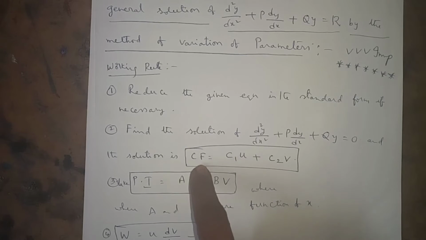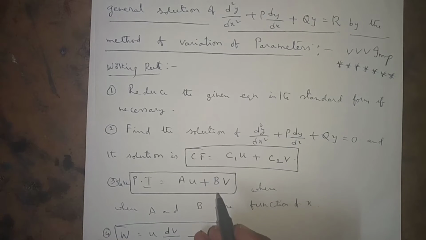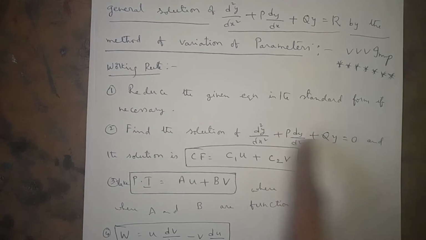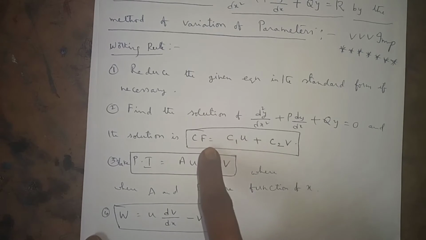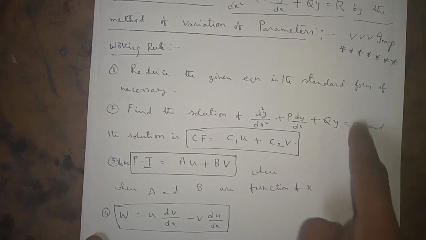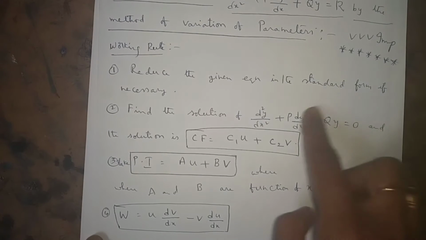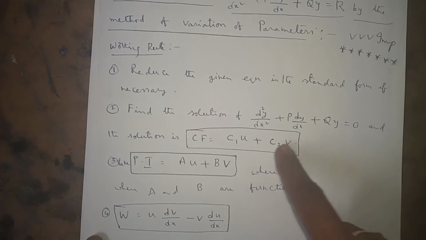After that, the complete solution is found. First we need to find the CF, by solving the equation with the right side equal to 0. In the first step, write this equal to 0, because the r is there; r we will write later on. Just using the LHS part we will find CF. CF is equal to C1u plus C2v.